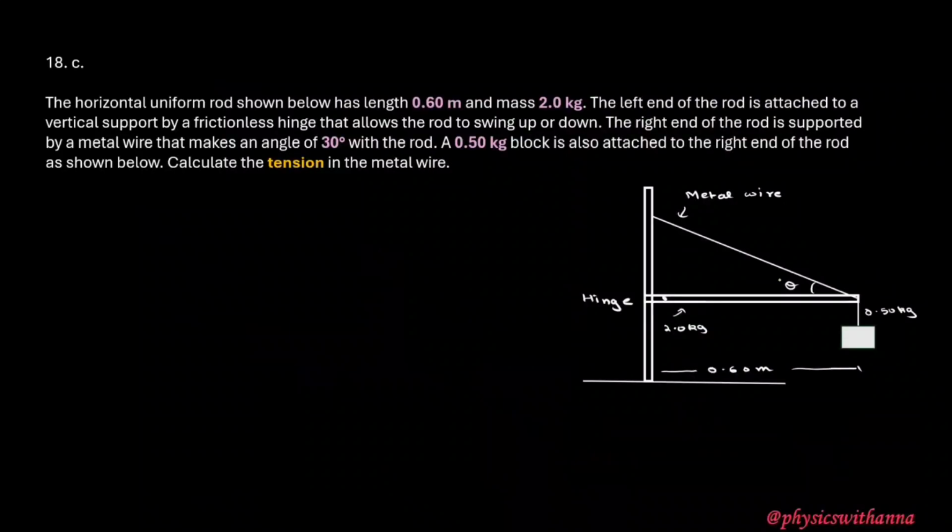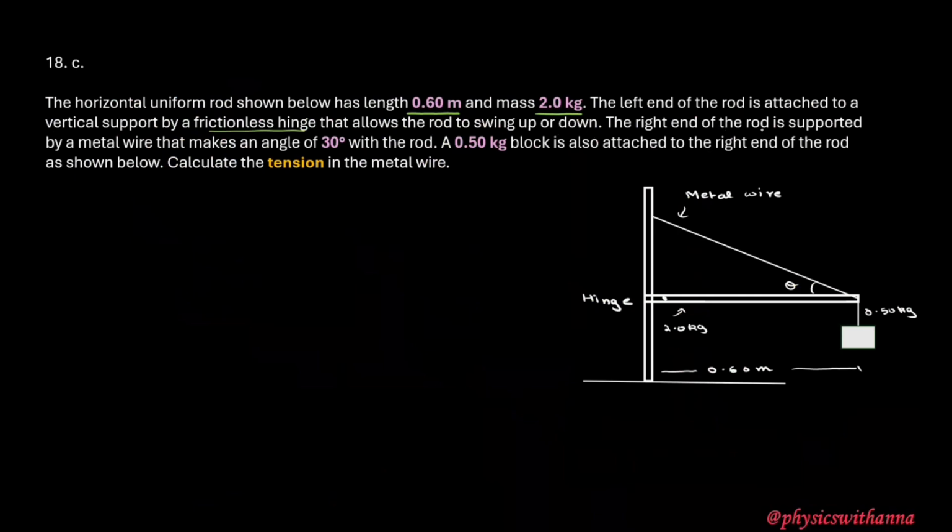Now let's discuss part C. In part C, a horizontal uniform rod shown below has a length of 0.60 meter and a mass of 2 kg. The left end of the rod is attached to a vertical support by a frictionless hinge that allows the rod to swing up or down.